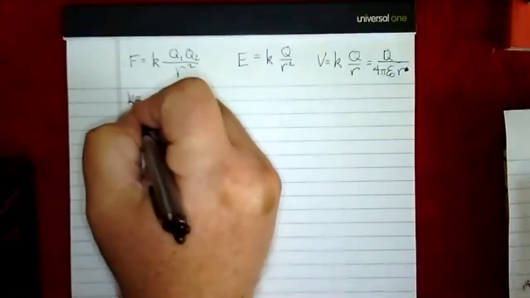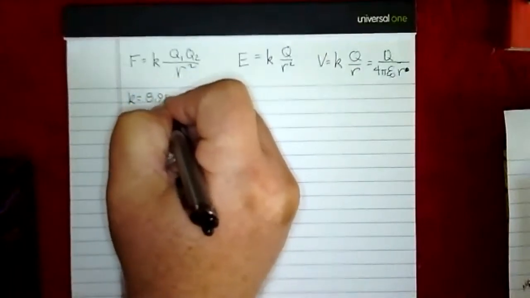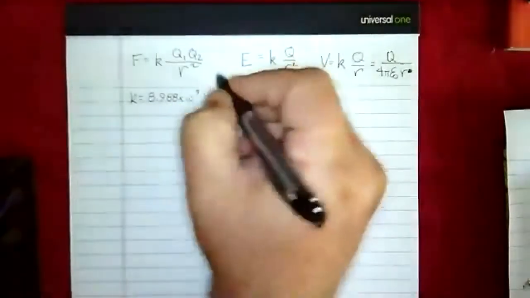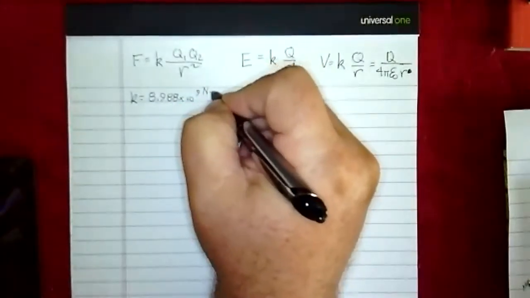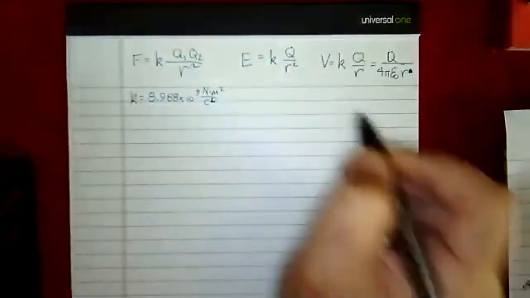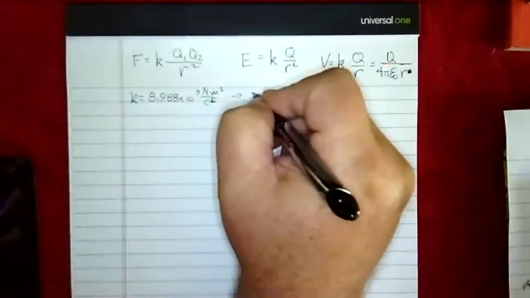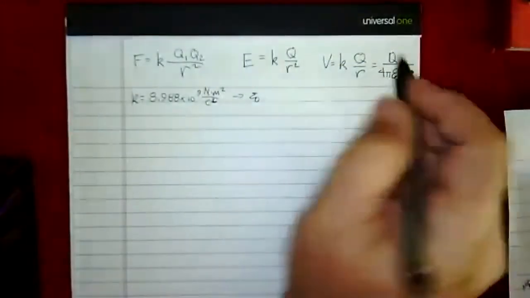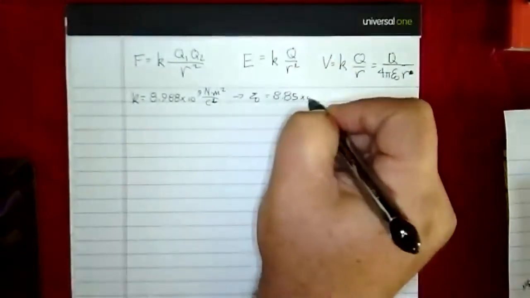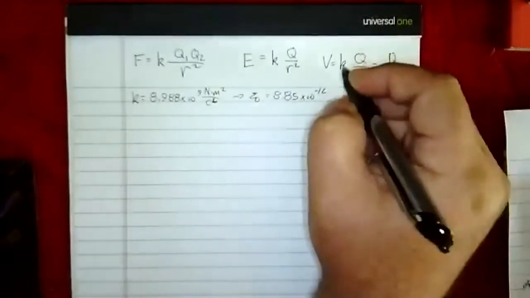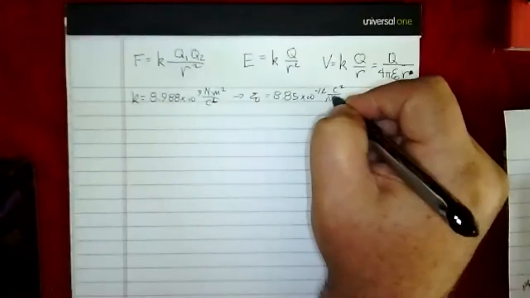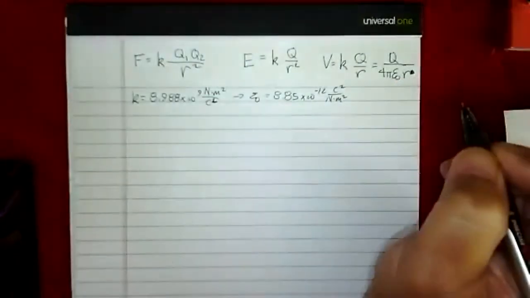Remember, k was 8.988 times 10 to the 9th newton meters squared per coulomb squared. Now we have epsilon 0, which is that constant. That's 8.85 times 10 to the negative 12th coulomb squared per newton meter squared.